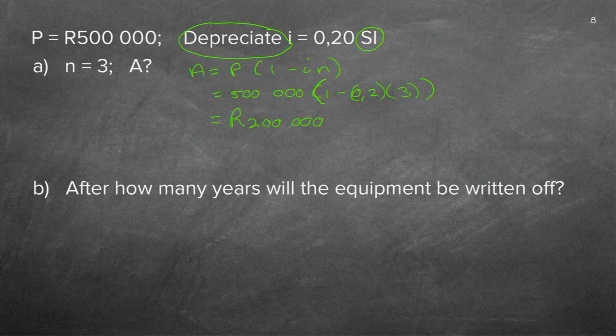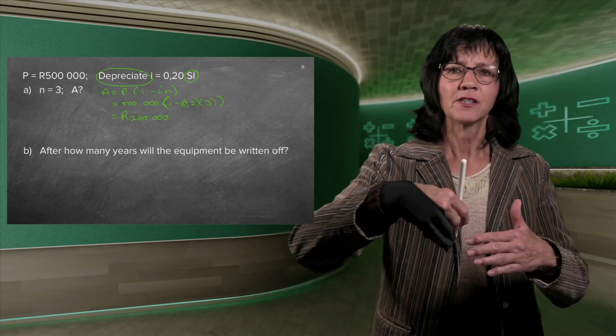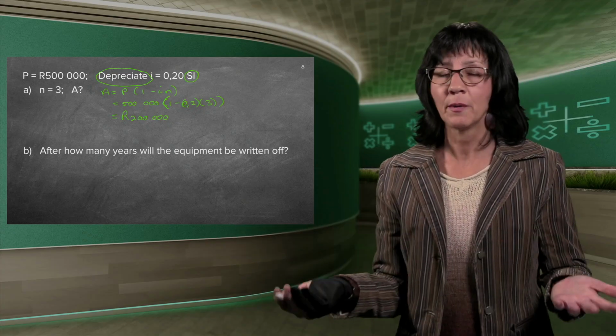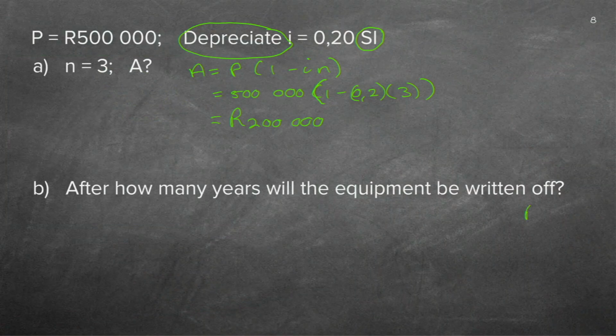After how many years will the equipment be written off? Now, what does it mean when the equipment is written off? After how many years in the end is the equipment written off? When it's worth nothing anymore. So what are they telling you? They're telling you that the A is equal to 0. You agree with me? And what are they asking? After how many years? So they are asking you the N.